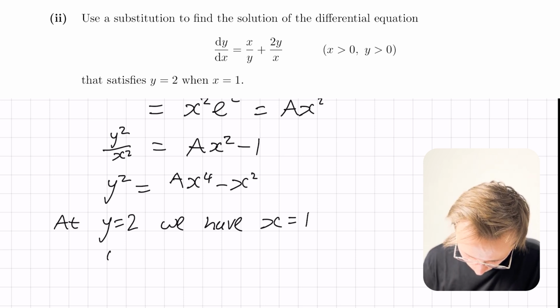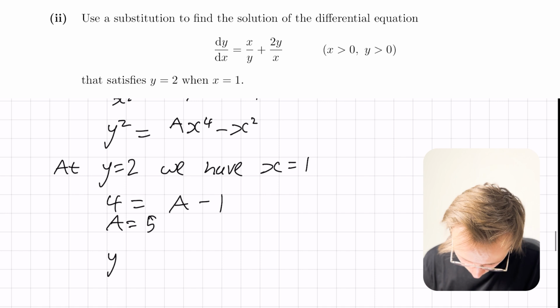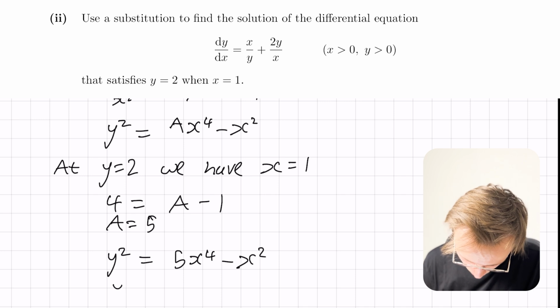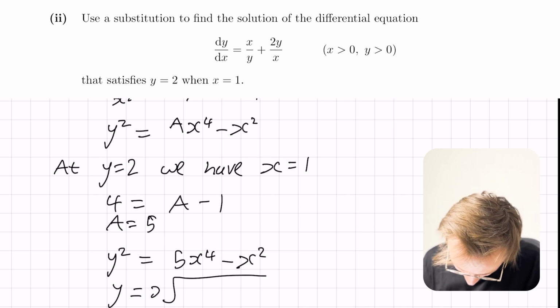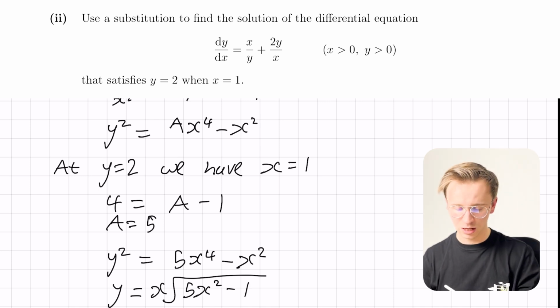So therefore 4 equals a minus 1. So a equals 5. And we're left with the equation of y squared equals 5x to the 4 minus x squared, or rather y equals the square root of, bringing x out the front, 5x squared minus 1. And that's for part 2.